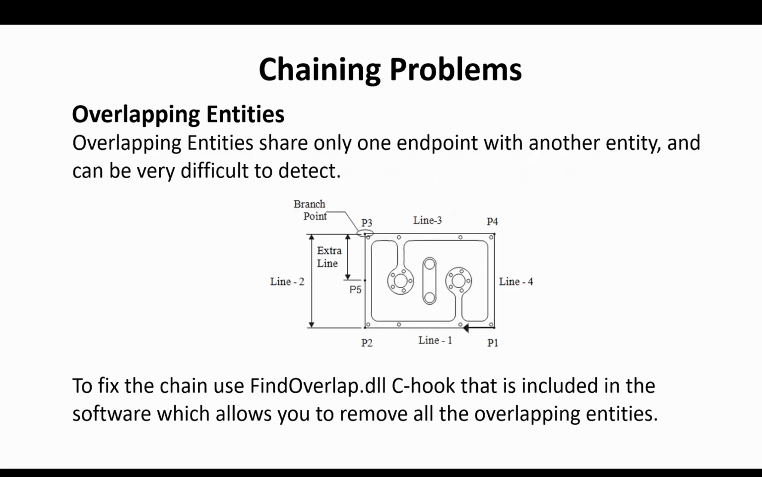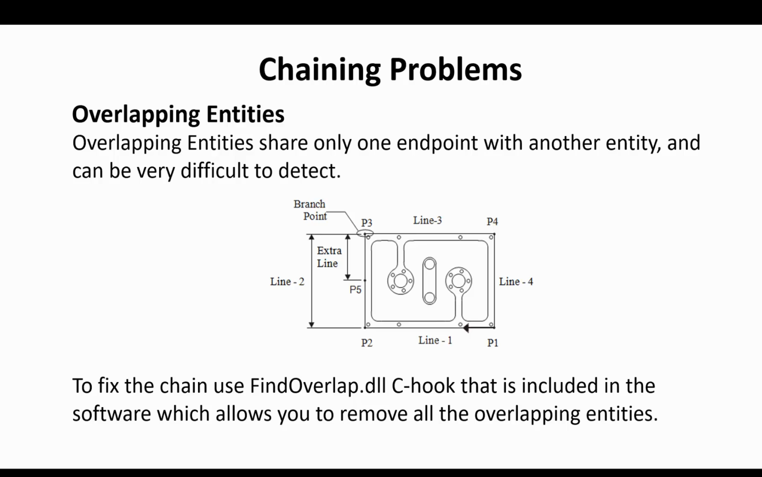Overlapping entities share only one endpoint with another entity and can be very difficult to detect. Consider, for example, the profile shown. It consists of 4 lines connecting points P1, P2, P3, and P4, and an extra line between the points P3 and P5. This line shares an endpoint with line 2 at P3. The other end of this line is not shared with any other entity. When Mastercam tries to chain this profile, chaining stops at P3. Mastercam reports the message branch point reached.